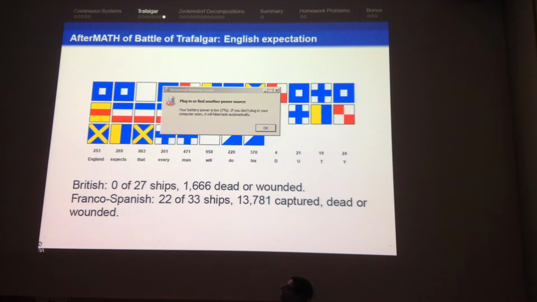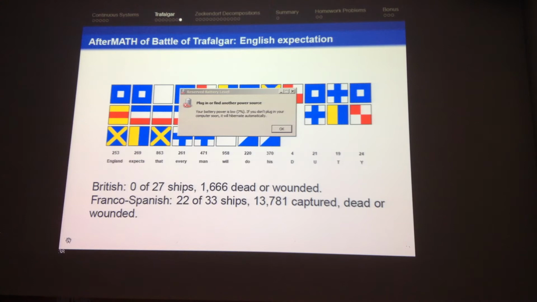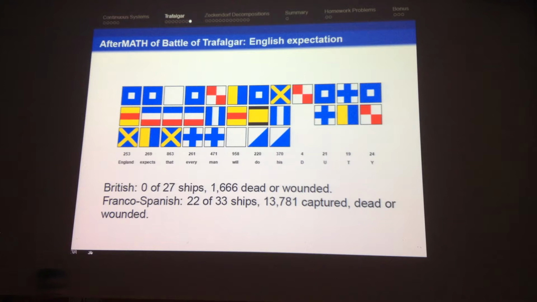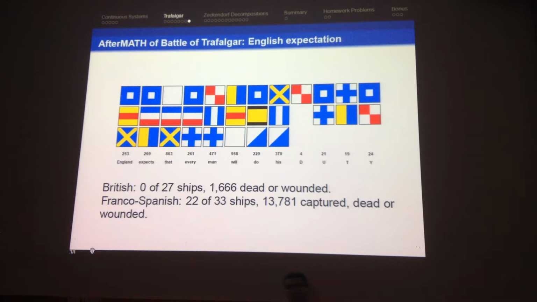When you look at this text, which word is the worst word to send? Duty. You have to spell out words that don't exist in the language of the flag symbols. And so when Nelson was giving the message, one of his aides said, well, if you want me to use the word confides, I have to spell that out. It's going to take more time to tell all the ships. Can we use the word expects, please? Sure. Not a big deal.